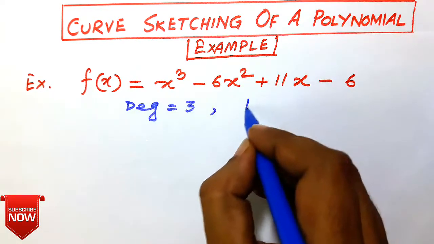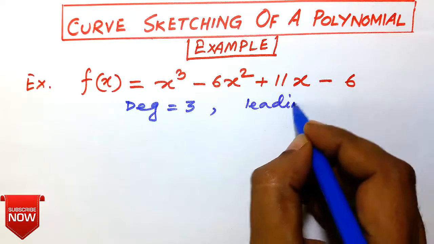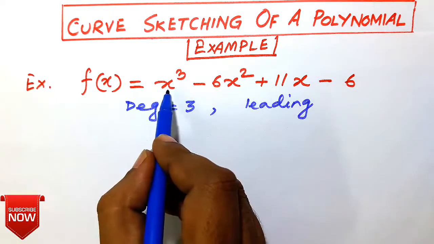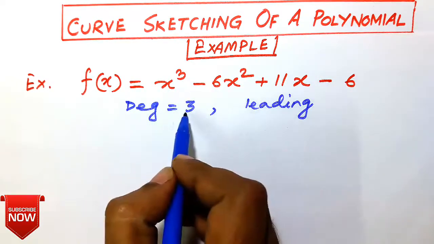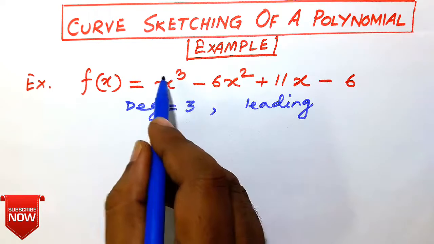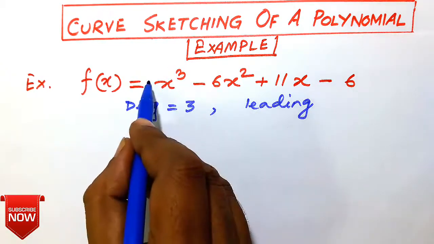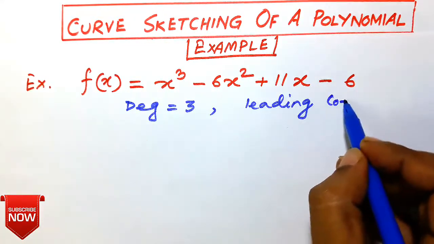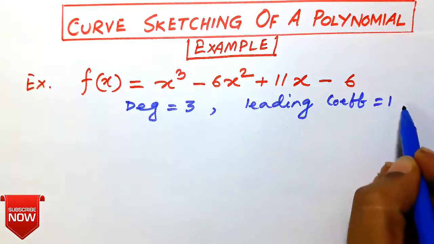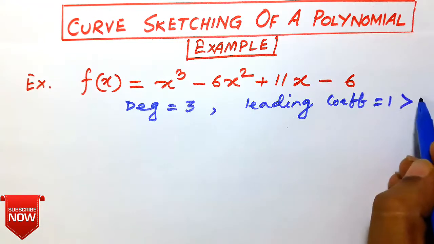And what is the leading coefficient? Leading coefficient means the coefficient of x cube. The degree of this polynomial is 3 and x cube is the highest power of x, and the coefficient of x cube is 1. So leading coefficient is equal to 1. Now see that this 1 is greater than 0.